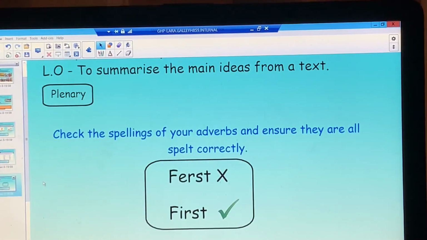To finish today's English lesson, I want you to just check that you have met the learning objective, and our learning objective was to summarise the main ideas from a text. I also want you to check the spellings of your adverbs and just ensure that they are all spelt correctly. So go through your writing and any adverbs that you have included in your summary, have a look, compare it to the word bank if you're not sure of the spelling, and make sure that it's correctly spelt.